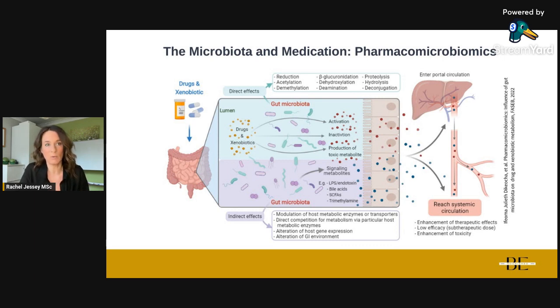So they're going to have to work very closely with their physician or their GP to make sure that they are not enhancing that medication or lowering that medication. So it's really important for us to be aware of it.